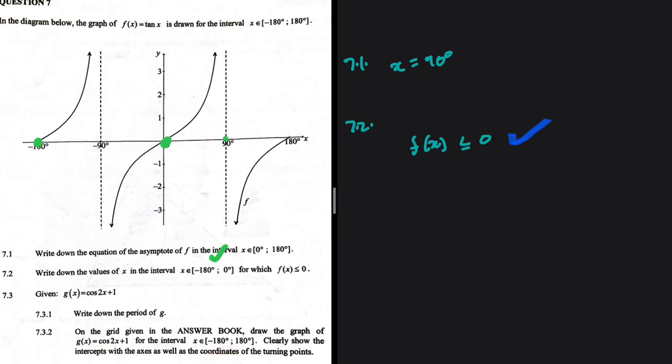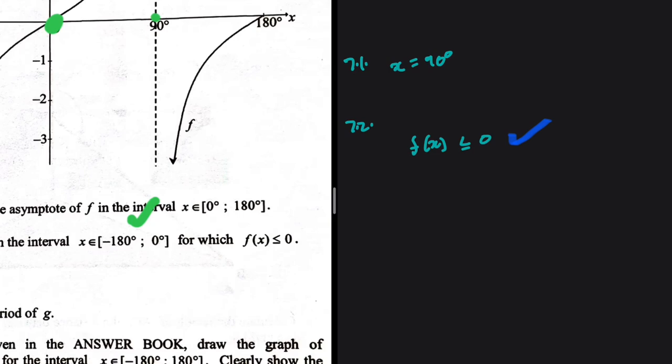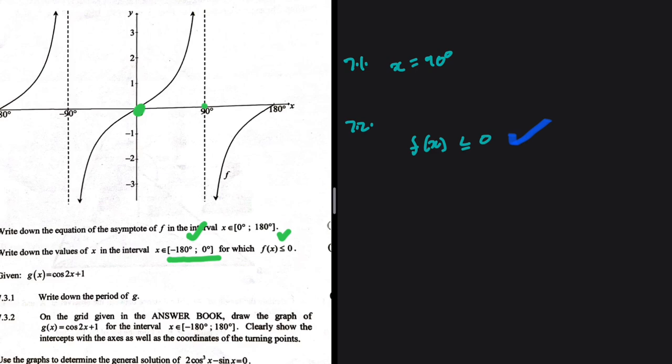From minus 180 to 90 degrees, we can see that it is greater than 0, right? Well, at minus 180, is it defined at minus 180? That's another question we should ask ourselves. At minus 180, okay, it is defined. So we don't have an issue there. So minus 180 should be part of our solution. Why should it be part of our solution? Because you're looking for parts where f of x is less than or equal to 0 in this interval, and that interval includes minus 180.